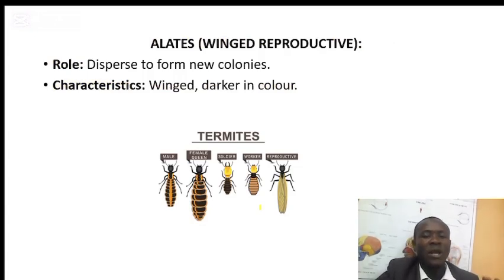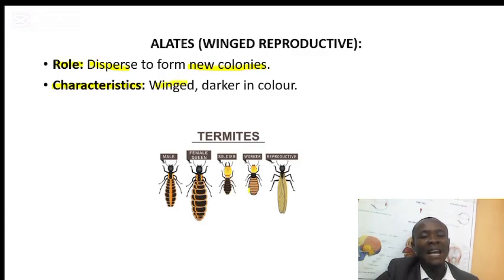And the winged reproductives, the ones that later become the king and the queen, heir to the throne. Their role is to disperse. That means they have to move away to form new colonies. And the characteristics of the winged reproductives, even if you observe this diagram, is that they have wings. Among them, they are the only ones in this diagram that have wings.